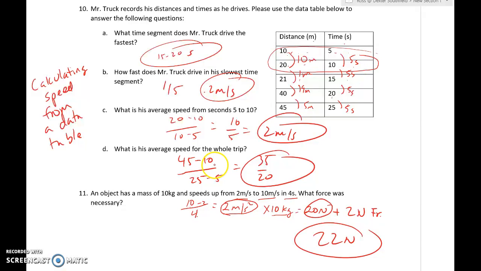His average speed for the whole trip, we can't add up 10, 20, and 21. He didn't drive those. He drove from 10 to 45. So that's why we take 45 minus 10 and 25 minus 5.